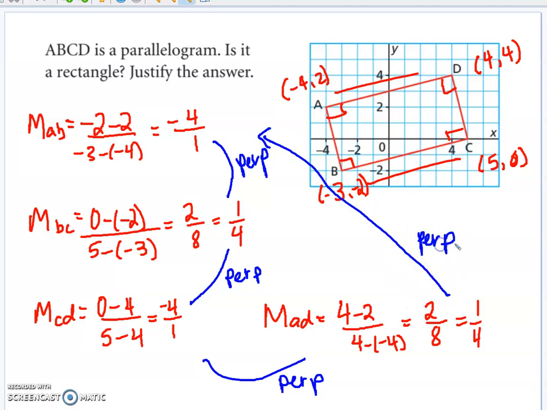Okay? And then the last thing we also noticed was that AD, we'll do this in a whole other color, AD is parallel to BC. And same thing with AB is parallel to CD. So in saying that, since all of these meet at perpendicular corners here, and the opposite sides are parallel, we can say that this is a rectangle.